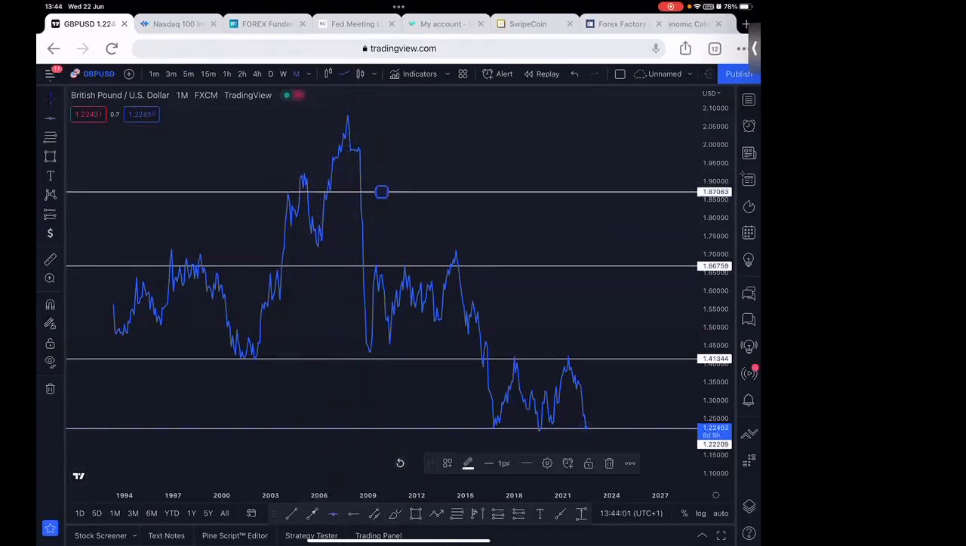All right, great. So I don't need to mark out too many confluences. I've marked out the ones that are relevant to where market is currently. This is where market is currently, right?